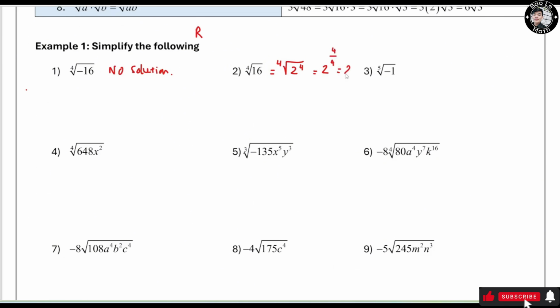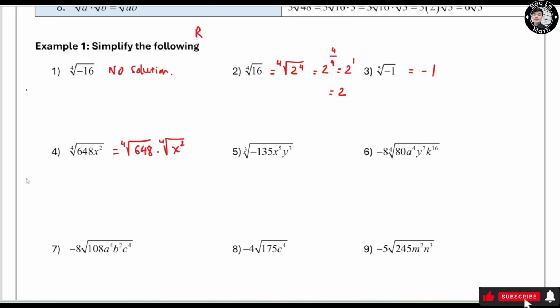2 to the power 1 is going to be 2, right? Now number 3, we can take the odd root of a negative number, so it's going to be negative 1, right? Now question 4, we can separate this. It could be 4th root of 648 times 4th root of s squared, right?